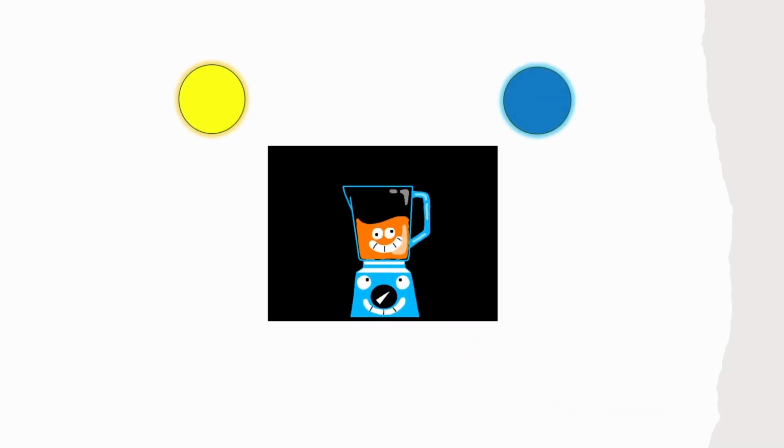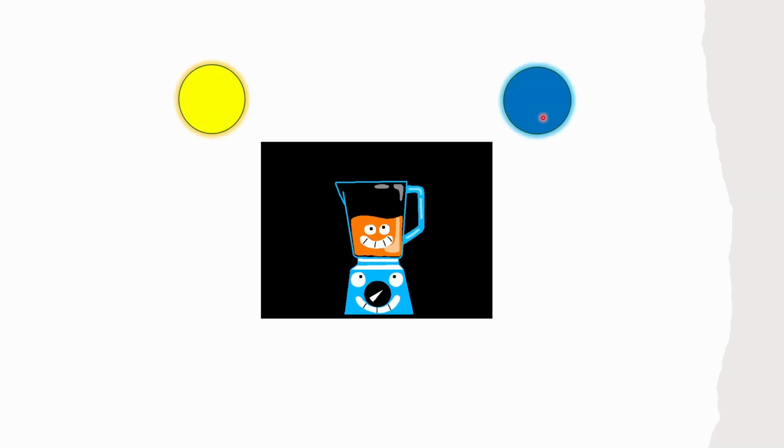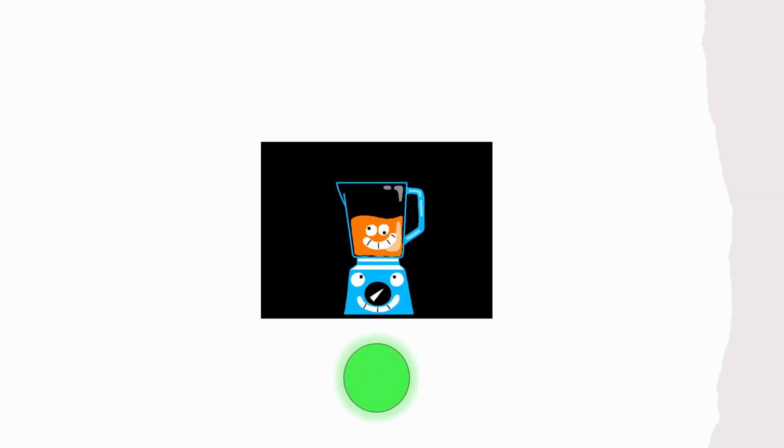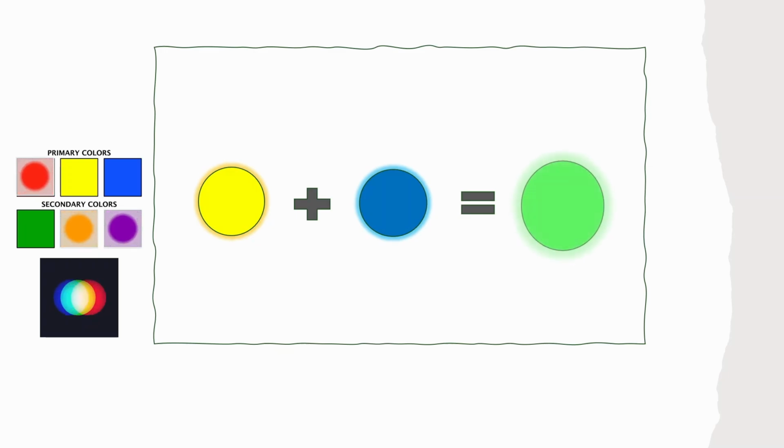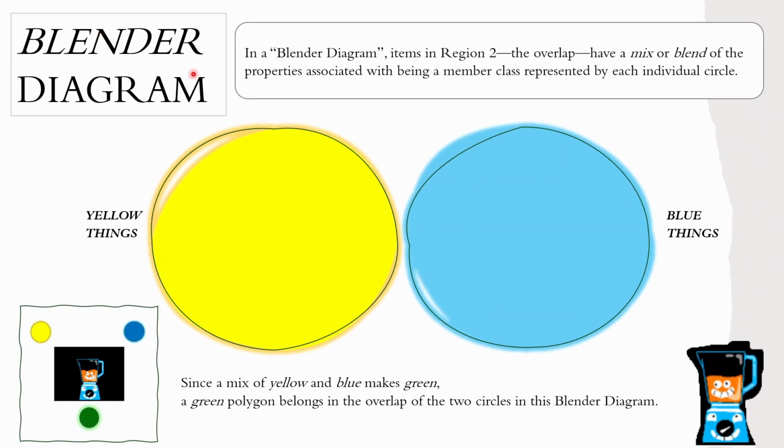Hopefully some of you already know this, but yellow and blue are primary colors, and when you mix them together, they turn into a new color, green. In color theory, they have primary colors, and then you can mix those to get secondary colors. This is another way of putting the point that yellow and blue make green. You mix these two primary colors together in different percentages, and you get different shades of green. So what's a blender diagram?